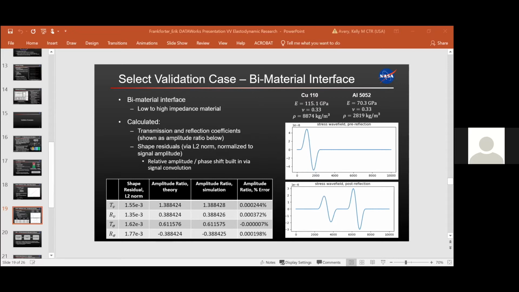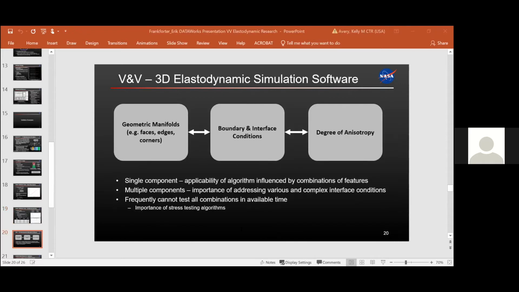In slide 20, for 3D elastodynamic simulation software, this is something we found for the various algorithms that I discussed earlier, the EFIT and the two finite difference algorithms. You start getting different levels of complexity in geometric manifolds, faces, edges, corners, different types of boundary and interface conditions, especially traction-free boundaries, fluid-solid boundaries, and then the degree of anisotropy, whether it's just isotropic material all the way to triclinic anisotropy.